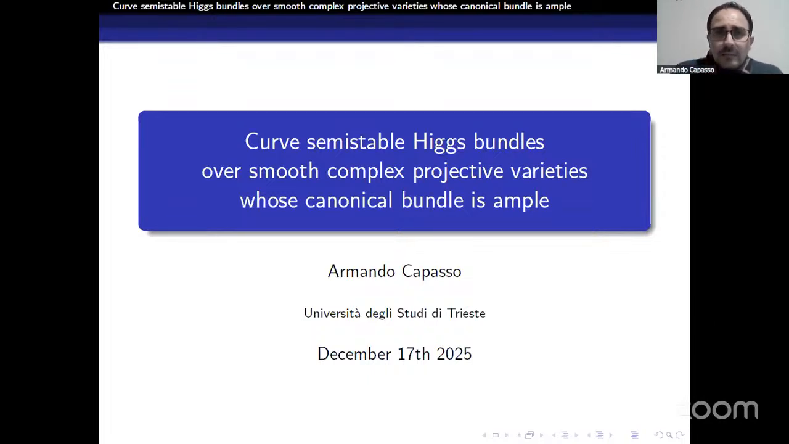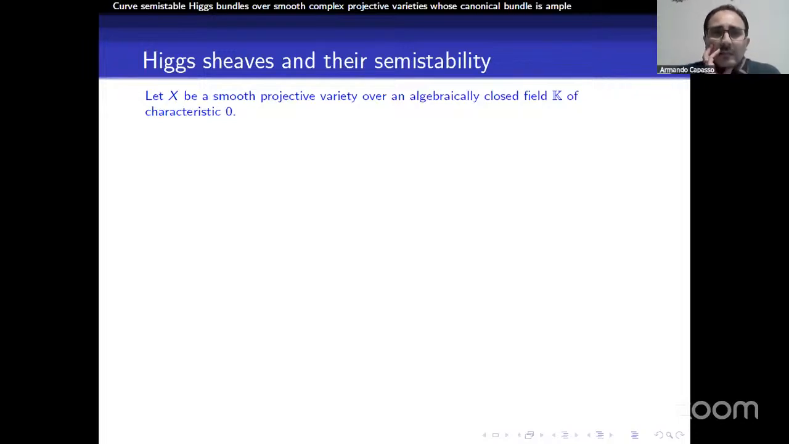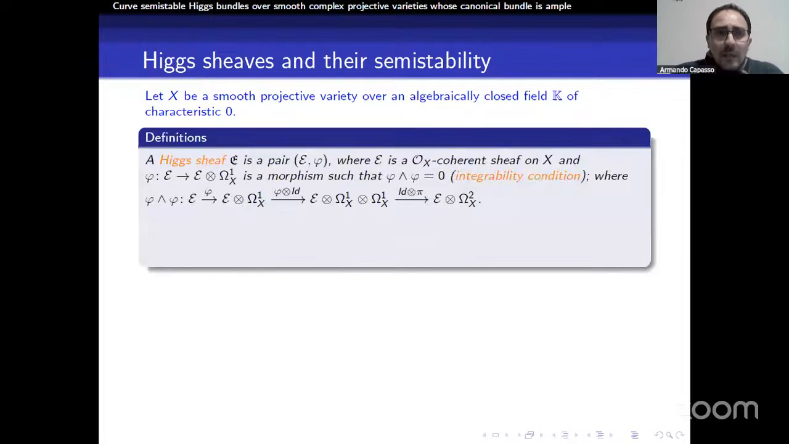So let's start. In this talk, by X I mean a smooth projective variety over an algebraically closed field K of characteristic 0 unless otherwise indicated. By Higgs sheaf, I mean a pair (E, phi) where E is a coherent sheaf on X and phi is a morphism from E to E twisted by capital Omega 1 of X, such that phi wedge phi is 0. This is the so-called integrability condition. And here I recall what this morphism is. Of course, capital Omega 1 of X is the cotangent bundle of X.